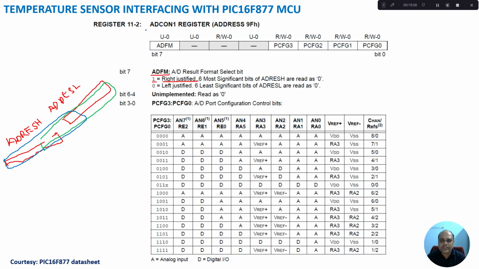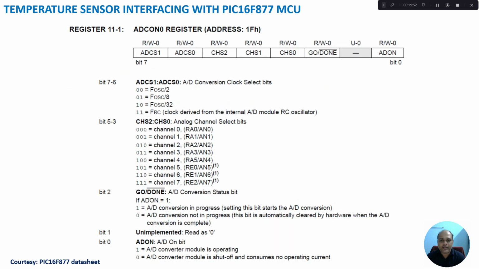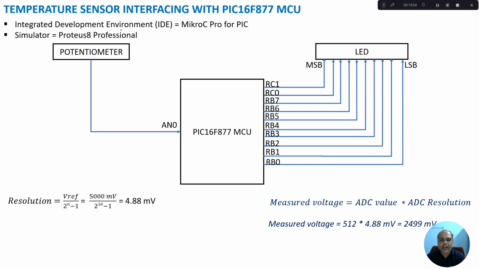So here we have discussed the 2 control registers, ADCON0 and ADCON1. We have to make use of these registers in our program. So now let us start with the programming part. We will connect a potentiometer to a PIC16F877 microcontroller, then try to visualize the 10-bit result on an LED.